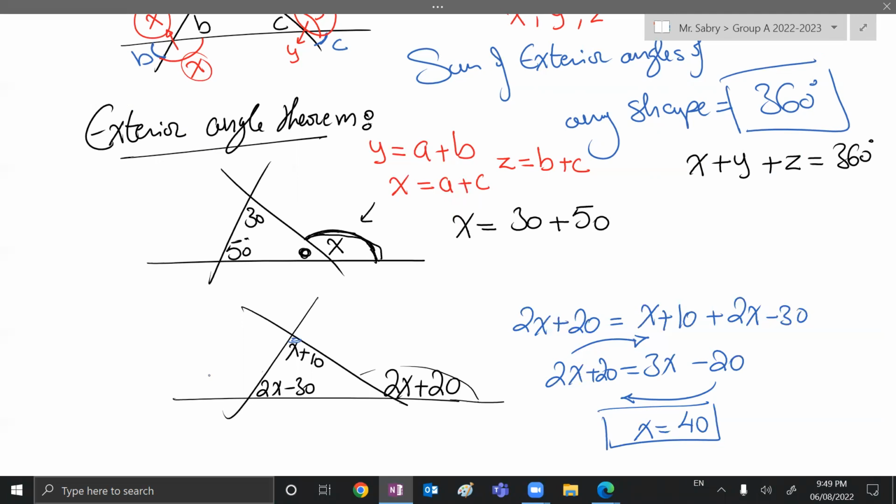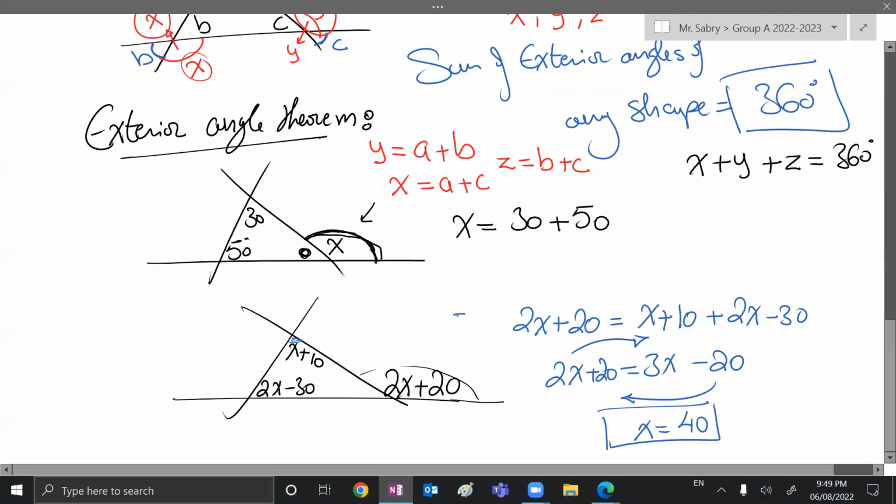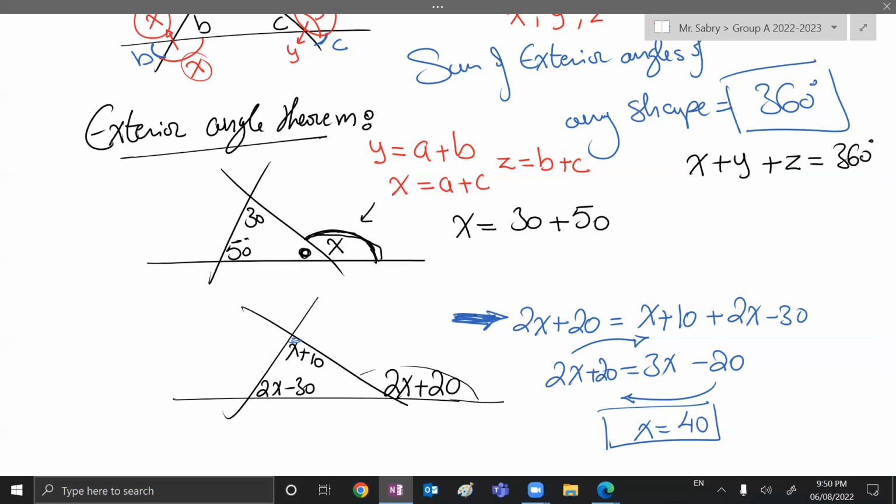When I have 2x plus 20 equals x plus 10 plus 2x minus 30, which is this step here, what should happen next in order to find the value of x? What do you think? The other side. I'm sorry, your voice was lagging. Can you repeat it again? Substitute it to the other side for the like terms. The word substitute means to remove the x and put a number, or to put something instead of the x. So you mean to move 2x to the other side?